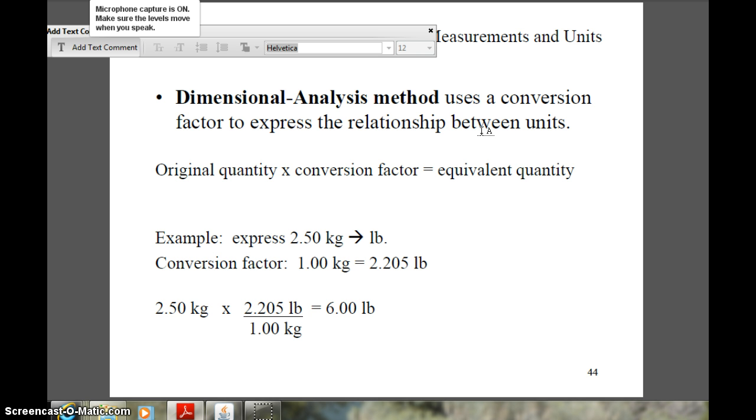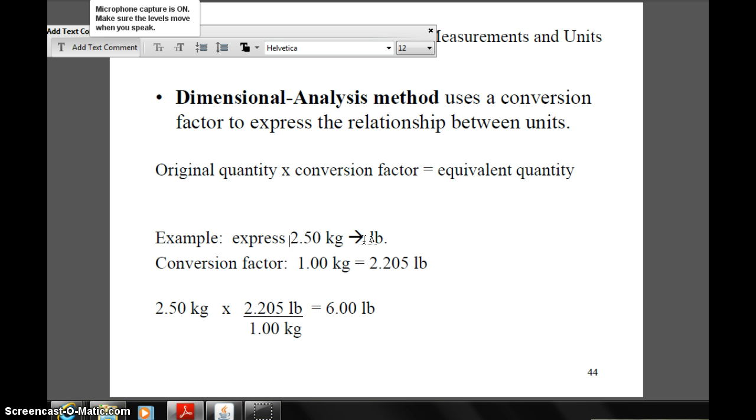So for example, over here I'm showing 2.5 kilograms of mangoes to be converted into pounds. You need what is called a conversion factor, and if that conversion factor is between two different systems of units, then I'm going to provide it to you. Otherwise, of course, prefix multipliers you have to know. So here I'm giving you that 1 kilogram is 2.205 pounds.